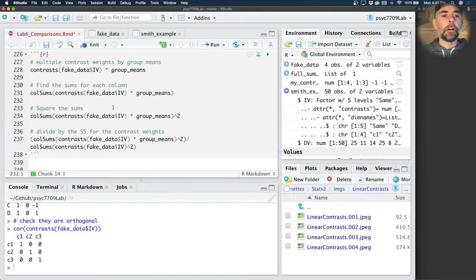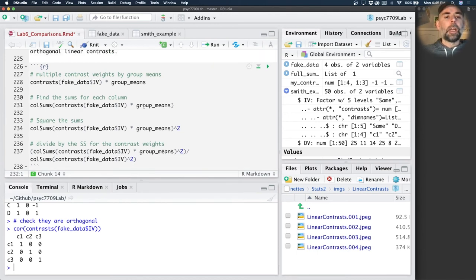We're going to do that in R in a moment. And the purpose of this will be to show that if we use this new set of three linear contrasts, we will still add up to the same total sums of squares that we had with the first set of linear contrasts. And this is one property of orthogonal linear contrasts. They all explain the same amount of variation. They're just different ways of splitting it up.